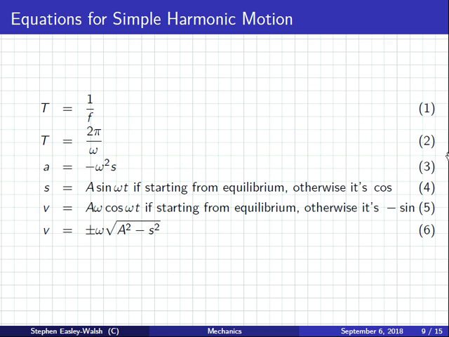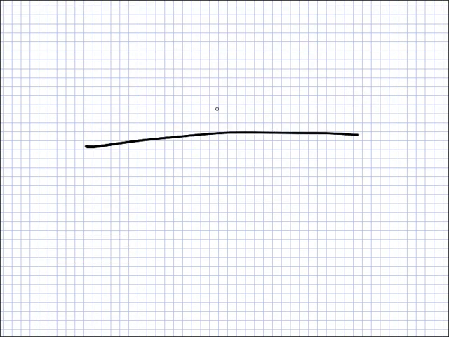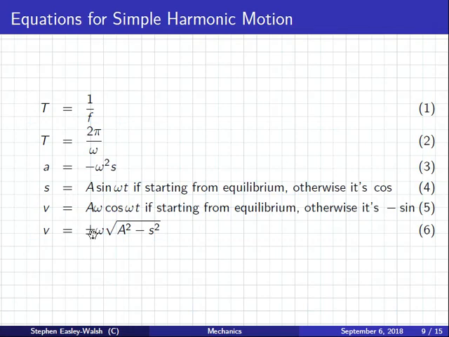The last one, or not the last one, is the V. Now, the reason for the plus or minus is because if it's here, the V is negative, and if it's here, the V is positive, because it heads to the right, and here it heads to the left. So the plus and minus is because it could be going left or right. You need to decide.